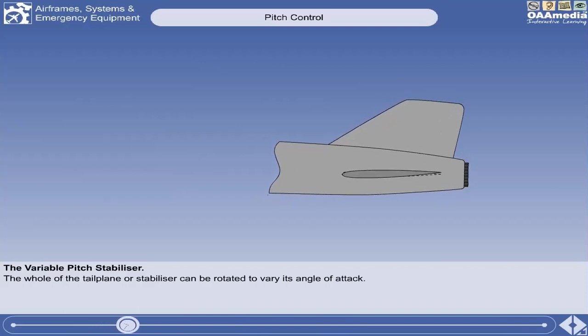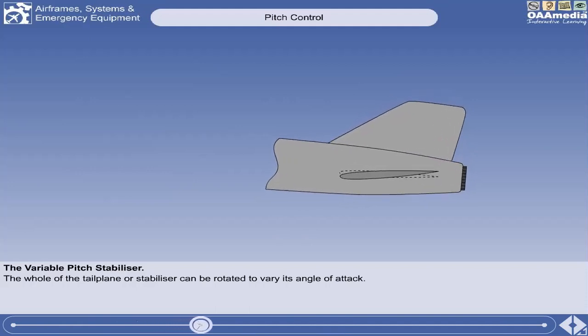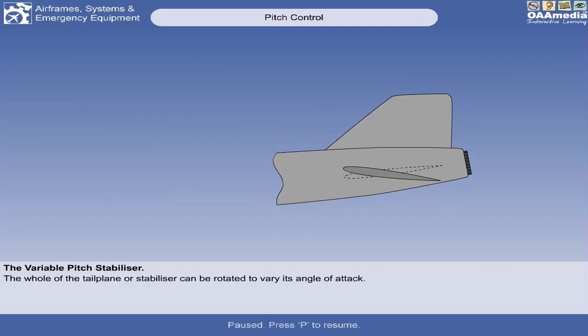This system is often used instead of elevators for pitch control. The whole of the tailplane or stabilizer is rotated to vary its angle of attack. Okay, so in this regard, no, the whole of the tailplane or the entire horizontal stabilizer can be rotated to vary its angle of attack. And ito na yung mismong nag-act as the elevator. Kasi 'di ba ang elevator is commonly located at the trailing edge ng ating horizontal stabilizer. Pero dito, yung entire tailplane na yung mismong gumagalaw, no? Nagva-vary ng angle of attack to control the pitch ng eroplano.